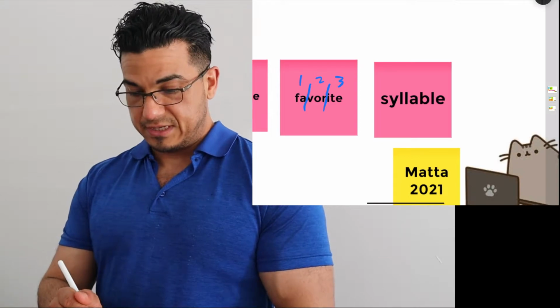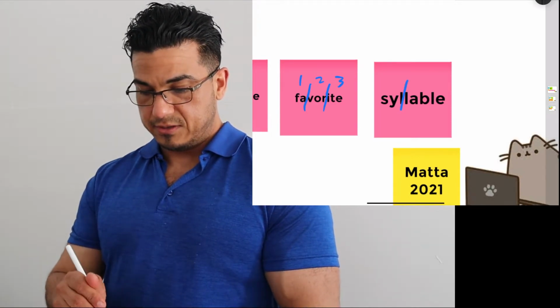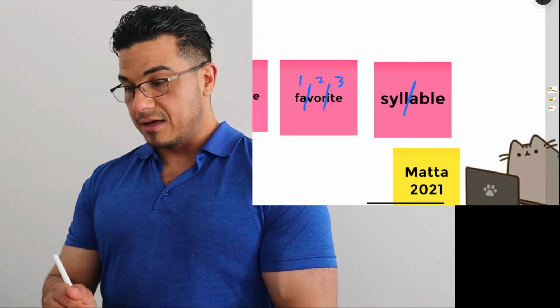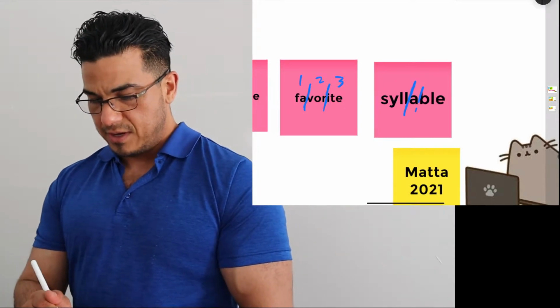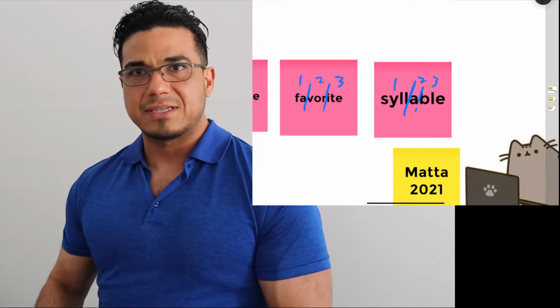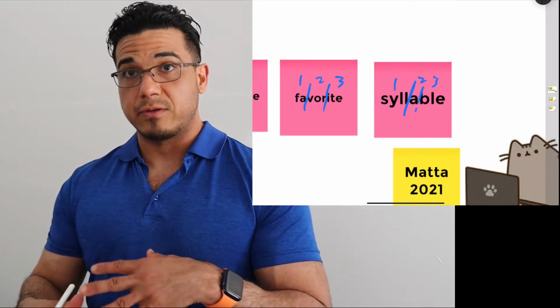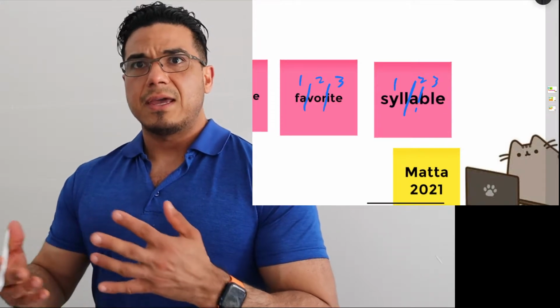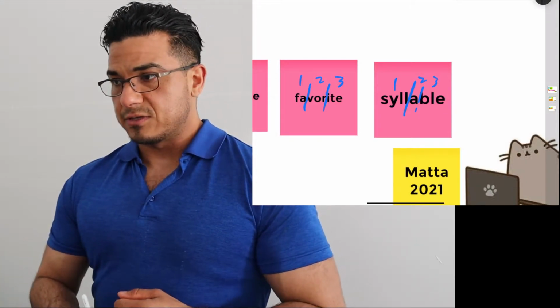Syllable. Let's see if I can erase that effectively. Yes, I can. Perfect. All right, syllable. Also 3 syllables. And again, this same strategy, this clapping strategy, you can apply to any word. Feel free to practice it yourself.